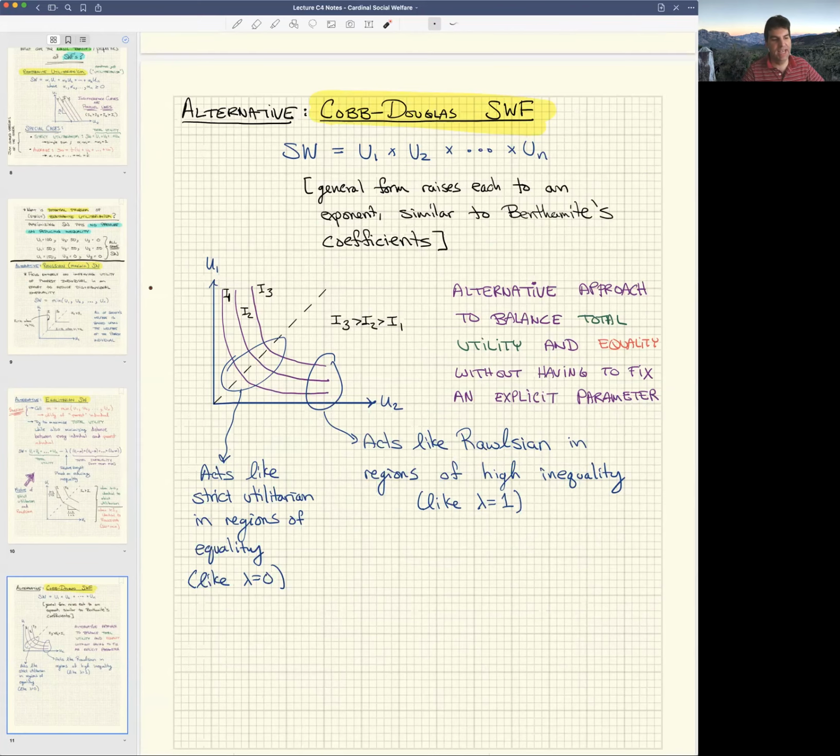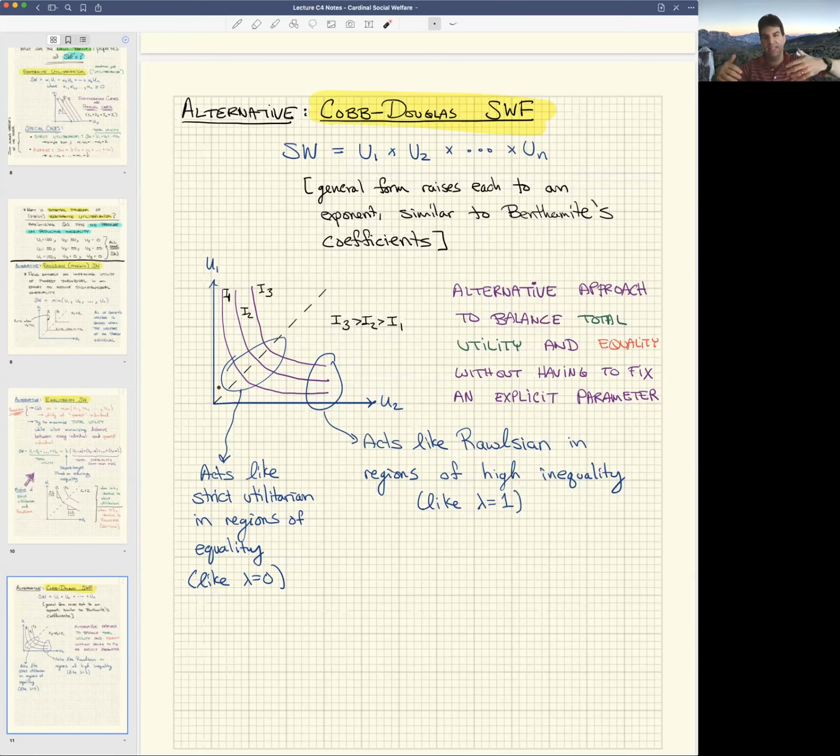And what's nice about that is when things get crazy, where one individual starts gathering up all the wealth, then it starts acting like a Rawlsian. These become vertical lines. When everyone starts sharing an equal amount of wealth, then it starts acting like total utility. So the cool thing about a Cobb Douglas social welfare function is once we're all doing equally well, then it prioritizes us all doing better.